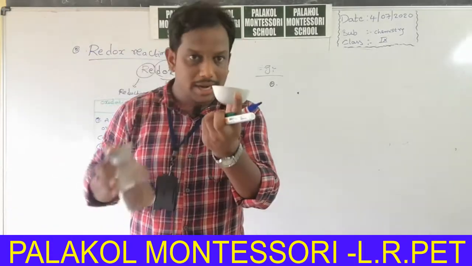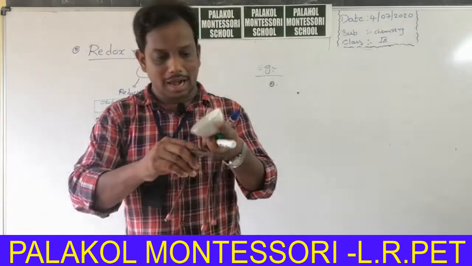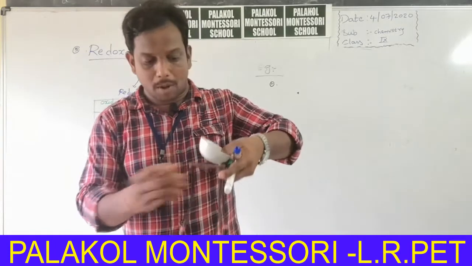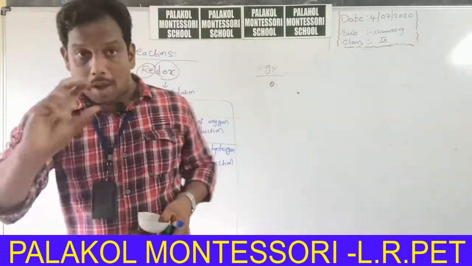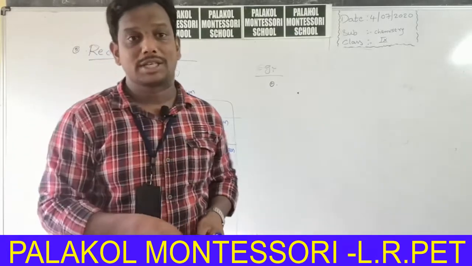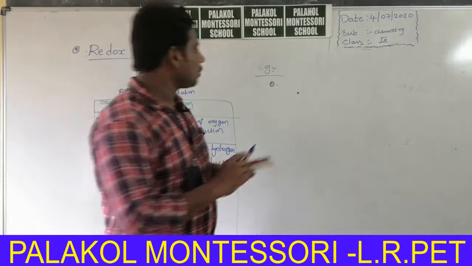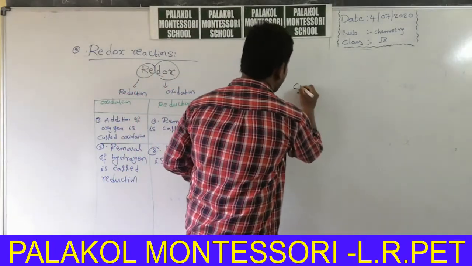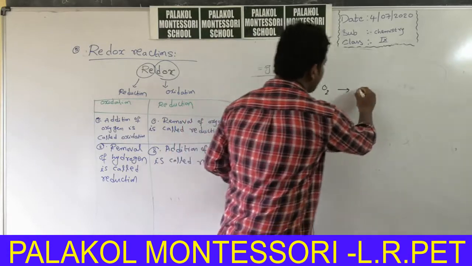Take some amount of copper turnings in this china dish with the help of a tripod stand and a Bunsen burner flame. If you heat this copper, it directly converts into a black colored substance. That means when copper reacts with oxygen, it converts into copper oxide.